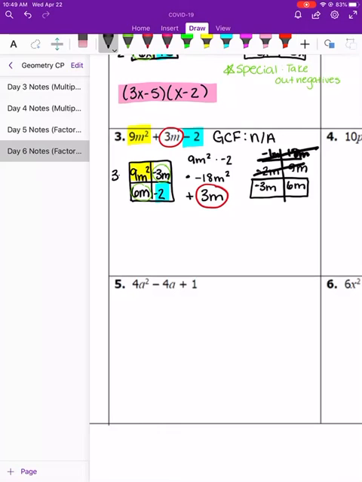So for my first row, I'm going to take out a 3m. Second row, I can take out a 2. First column, what you can take out is a 3m again. And then for your second column, you can take out a negative 1. And that is going to be your final answer.